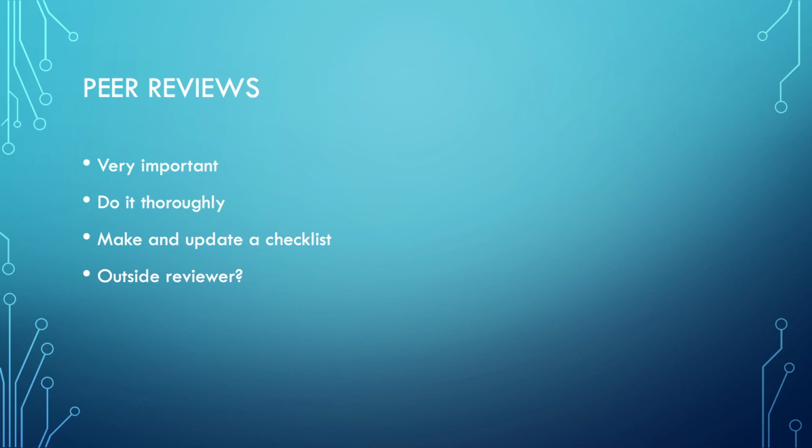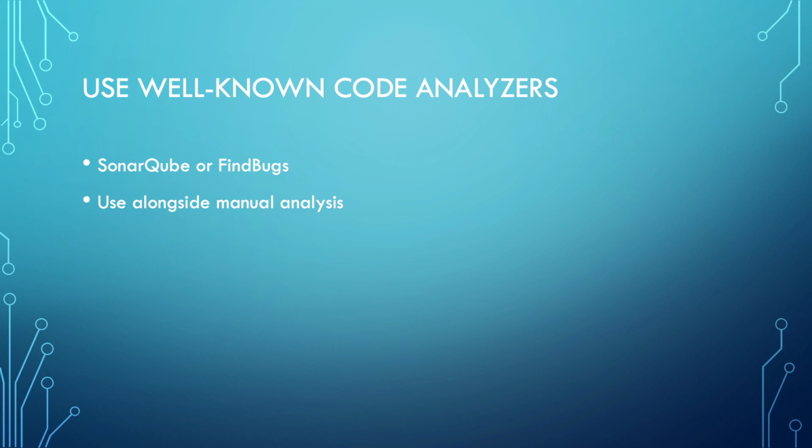But I really want to emphasize that these checklists are living entities and that you don't just create and forget about them. An outside reviewer or an outside auditor might also be a good idea here. Now, there are some code analyzers, SonarQube, FindBugs, perfect if you use them, but use them alongside manual work as well, because nothing beats the eye of a trained ethical hacker, in my opinion, at least no tools.